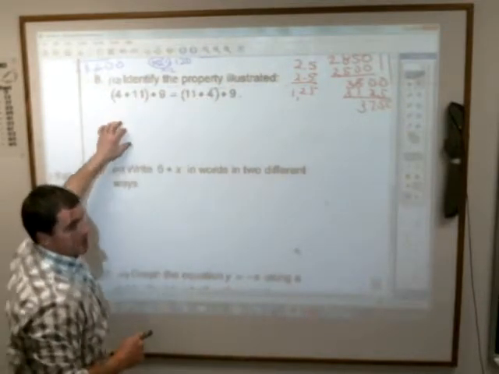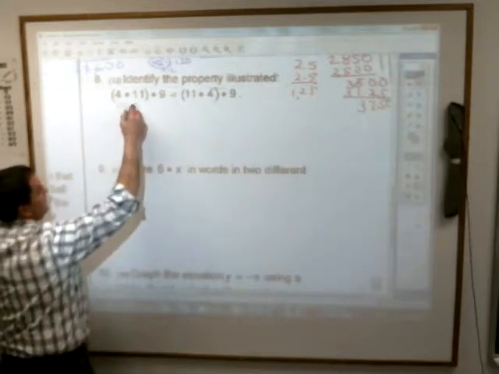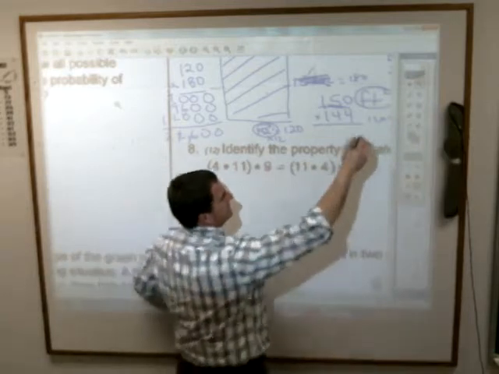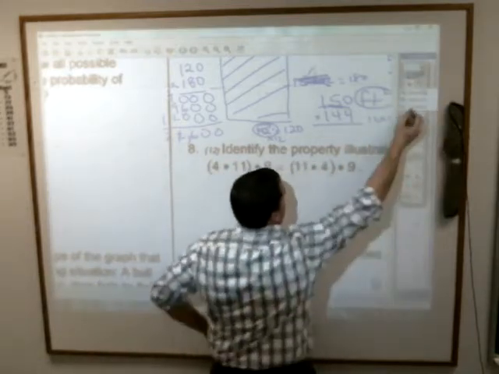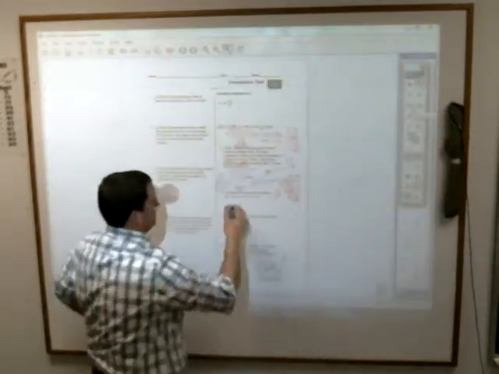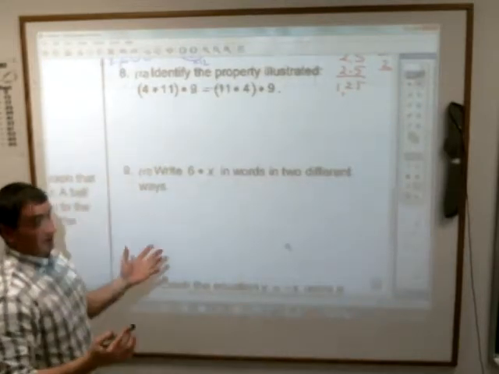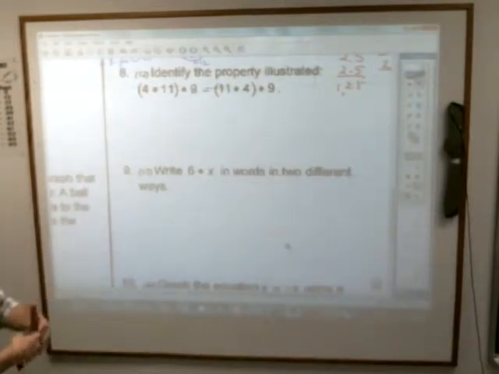What happened in this one? Those two numbers just traded places. The 4 and 11 just switched places, and when they move, that is the commutative property. I always said commutative.